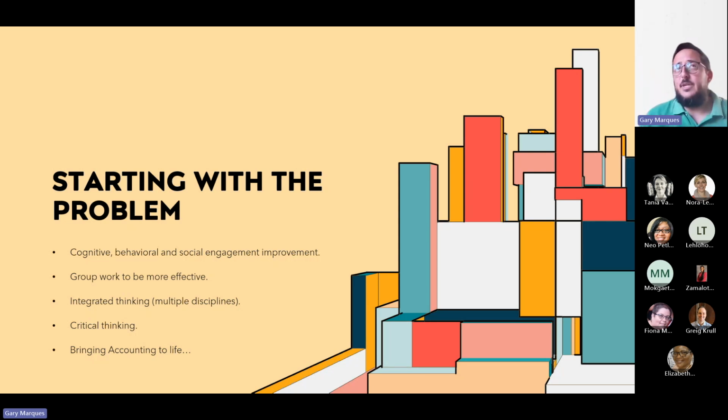Also, critical thinking. It's the buzzword that runs around in accountancy all the time, but how do we actually promote critical thinking? And then lastly, of course, the major problem is always bringing accounting to life. So this was where we then decided, well, okay, this is our problem. These are the areas that we want to tackle, that we want to address. How do we get there?